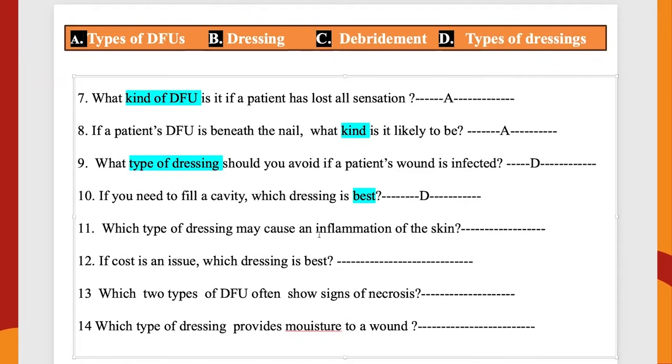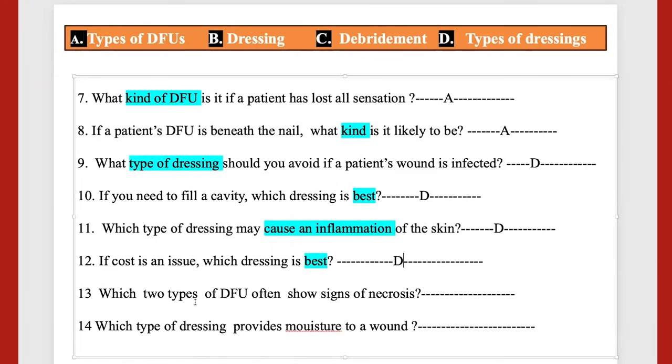Which type of dressing may cause an inflammation of the skin? Cause inflammation. Disadvantage. Yeah, that's the beauty. Cause inflammation is always a disadvantage. If cost is an issue, which dressing is best? Best. Advantage. D.